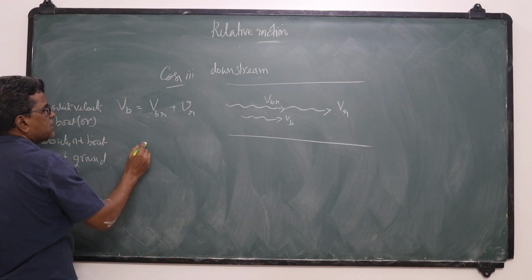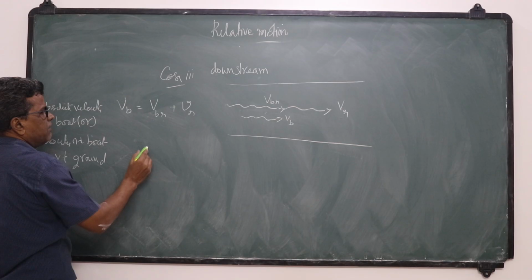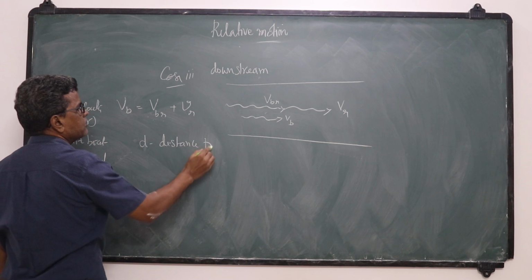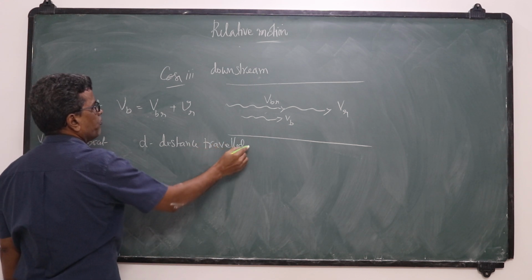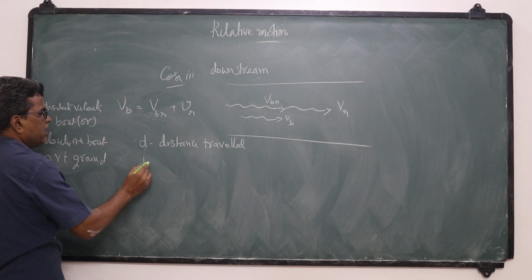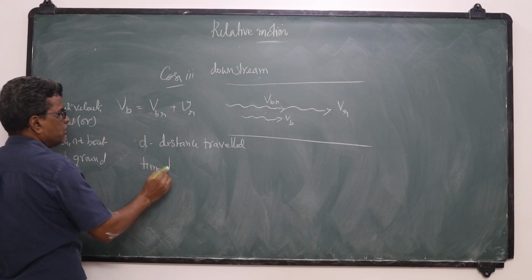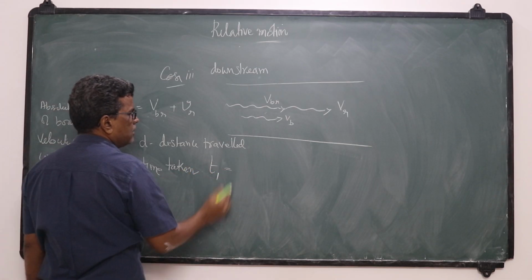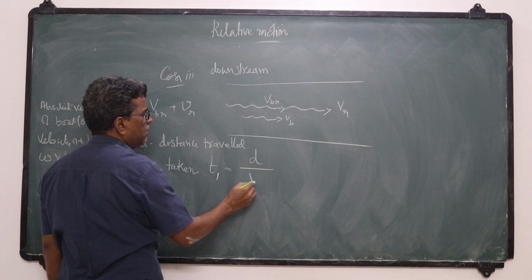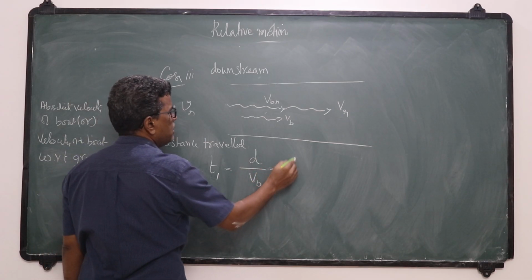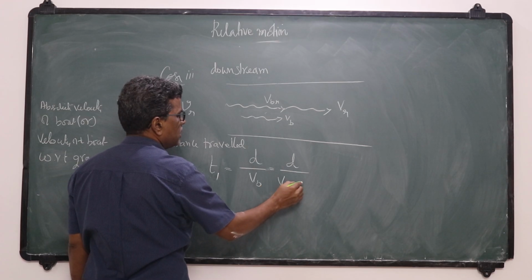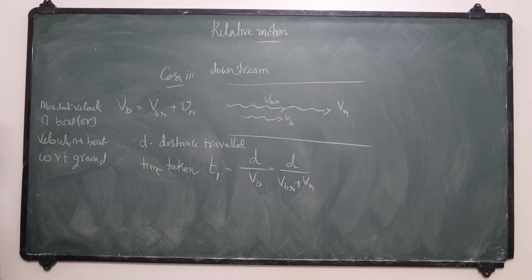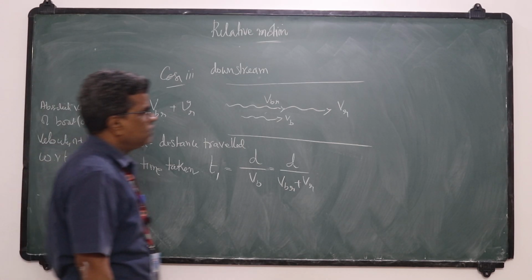Then in this case, how much time is taken? Suppose it travels a distance d. What is d? Distance travelled in the downstream. So this is the velocity of the boat. Time taken to travel downstream, let it be t1, is distance travelled by velocity of the boat. That is d by VBR plus VR. This is the time taken. This is called the downstream. So what is the upstream?